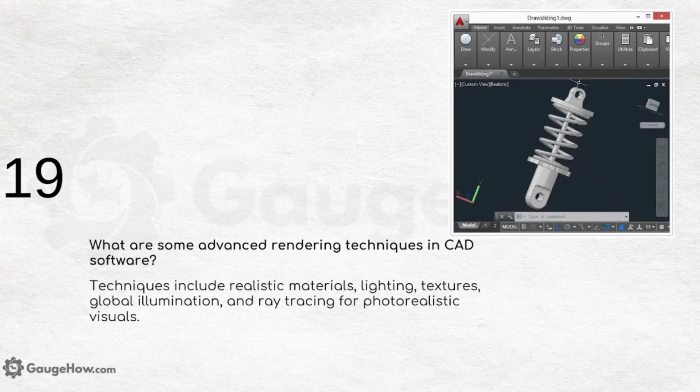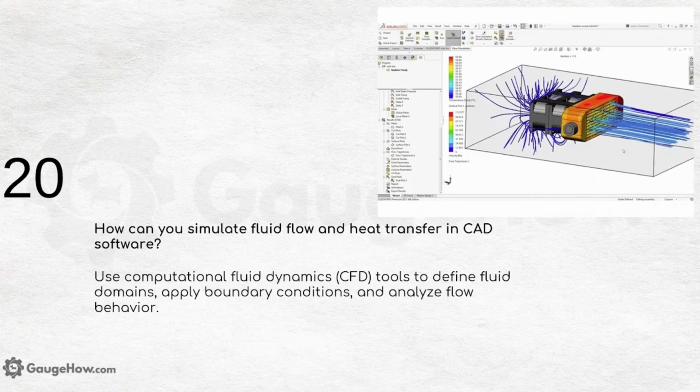Alright, guys. What are some advanced rendering techniques in CAD software? These techniques include realistic materials, lighting, textures, global illumination, and ray tracing for photorealistic visuals. So, if you have more knowledge about graphic designing as well, you can actually render a particular product or design in CAD as well.